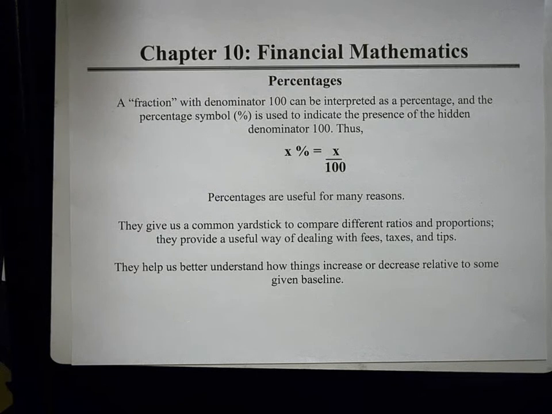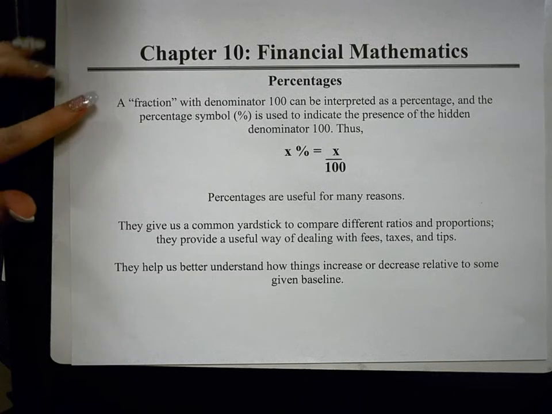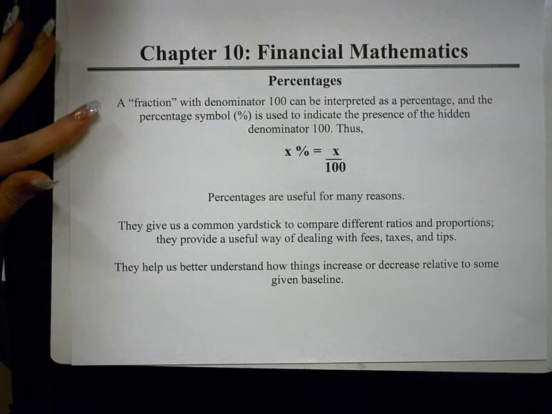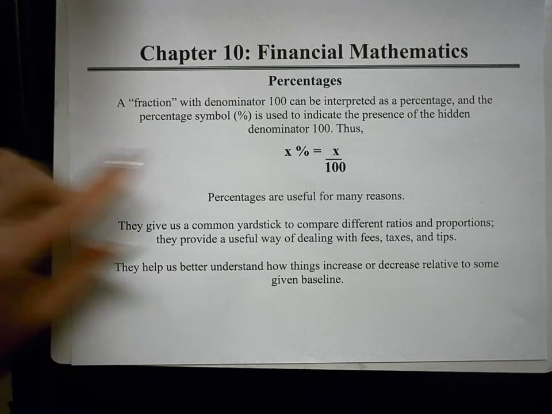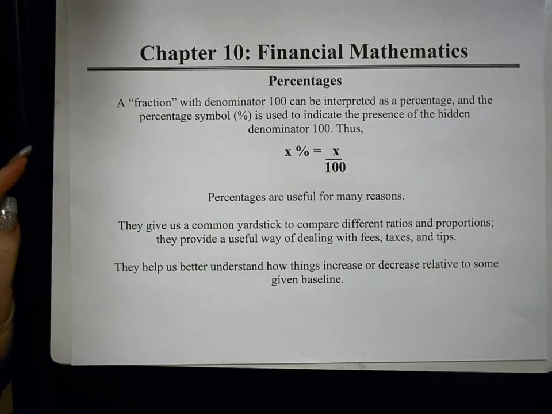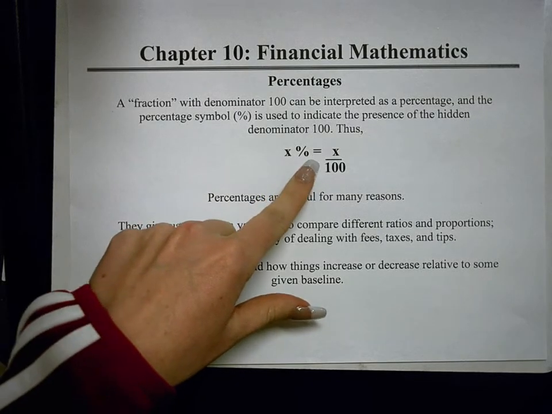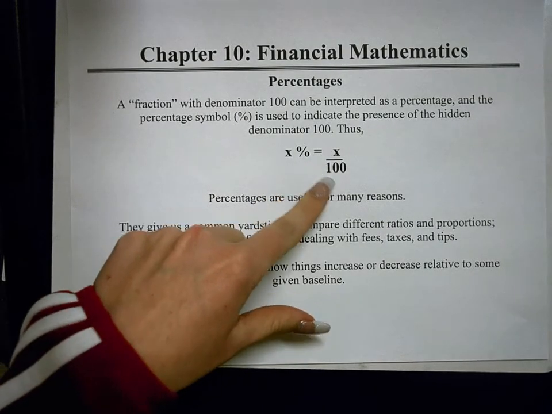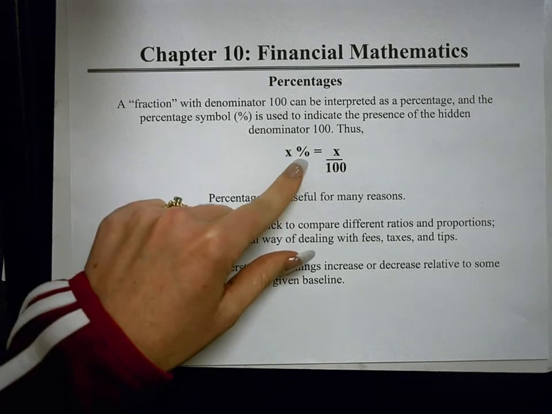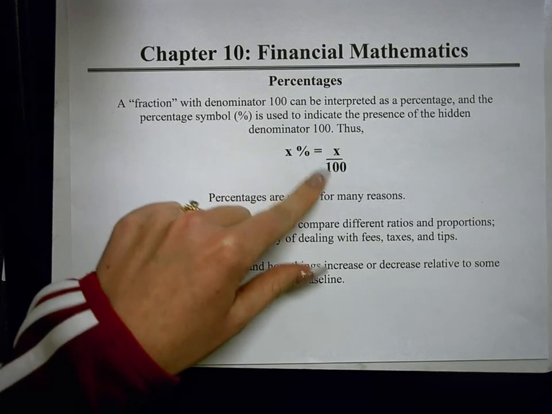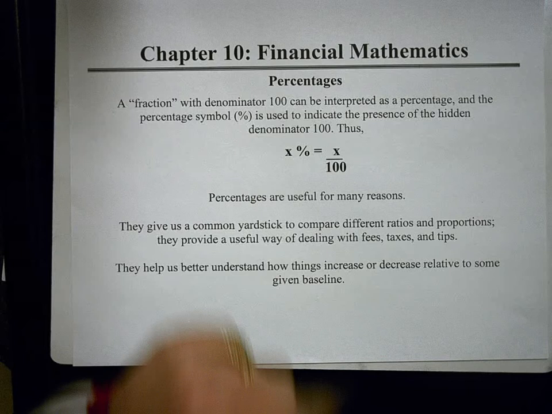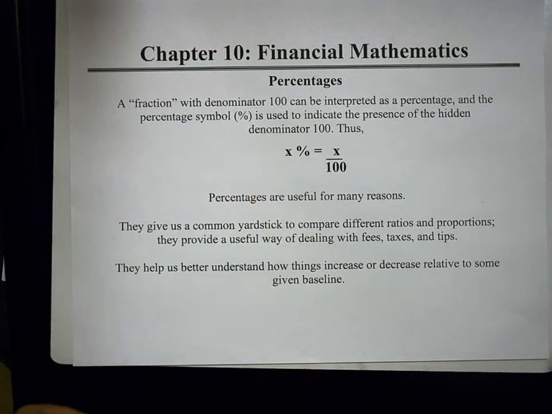In Chapter 10, we will be discussing financial mathematics. A key element in financial mathematics is percentages. A fraction with a denominator of 100 can be interpreted as a percentage, and the percentage symbol is used to indicate the presence of a hidden denominator of 100. Thus, x percent is the same thing as x divided by 100. This percentage marker means the same thing as divided by 100. It just hides that hidden denominator of 100.